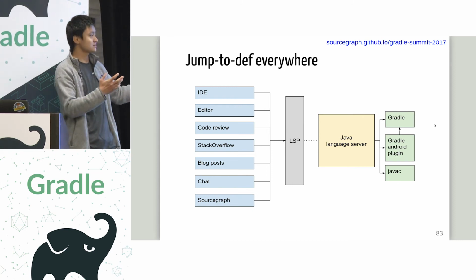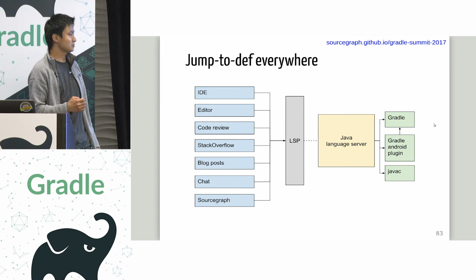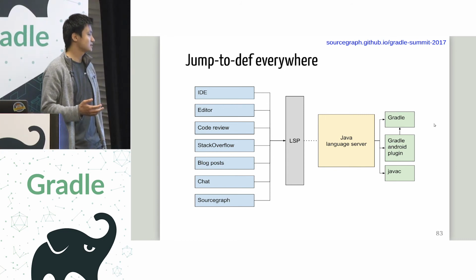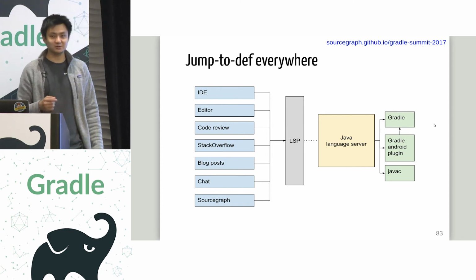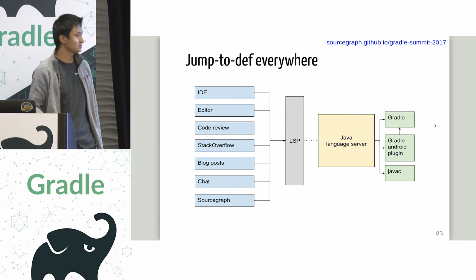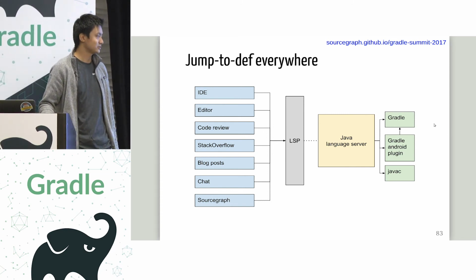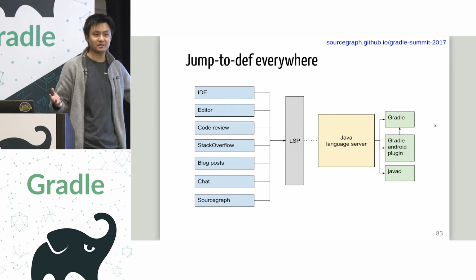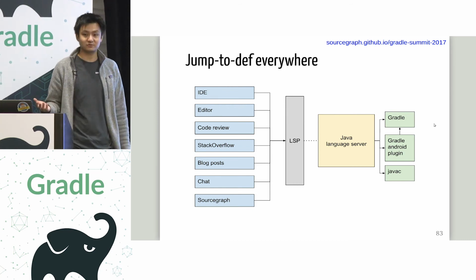And so this actually exists. This is what we built at Sourcegraph, and we're in the process of open sourcing a lot of this. The Java language server is not open source yet, but we're working on it. It should be out hopefully in the next month or two. And the gray thing in the middle, the protocol, is actually an open standard. It's called the Language Server Protocol.